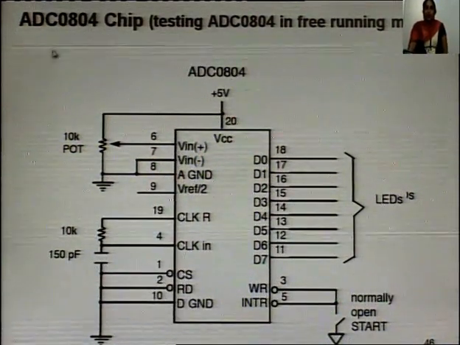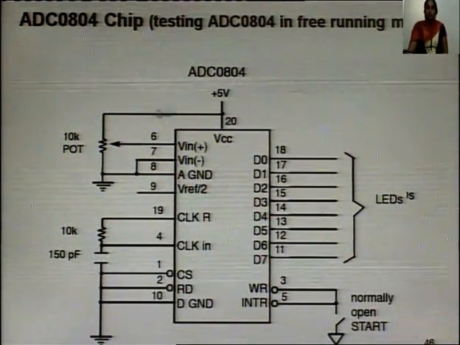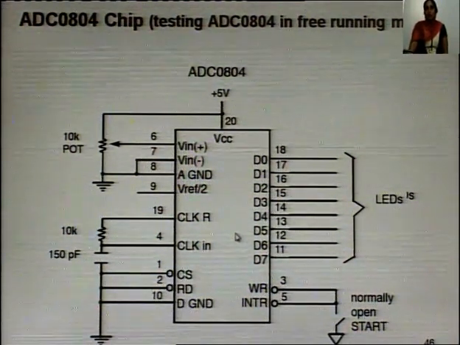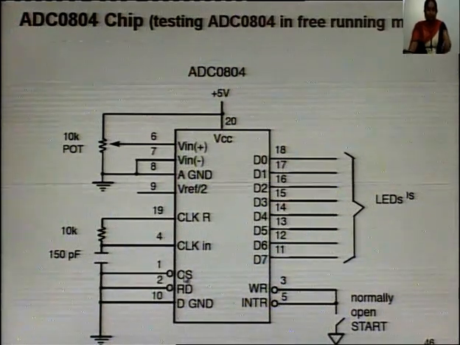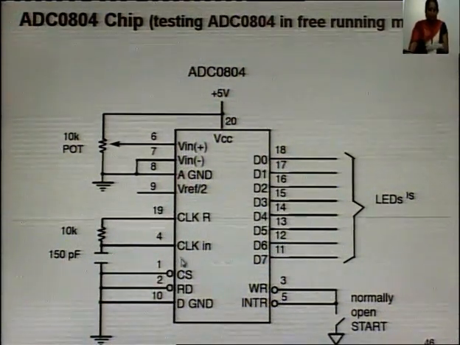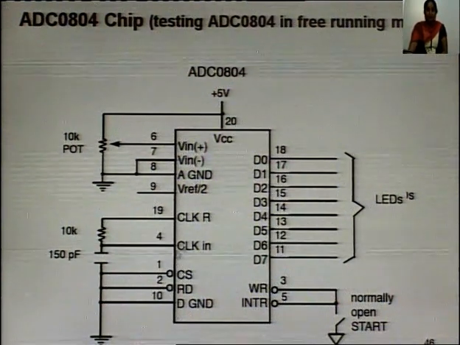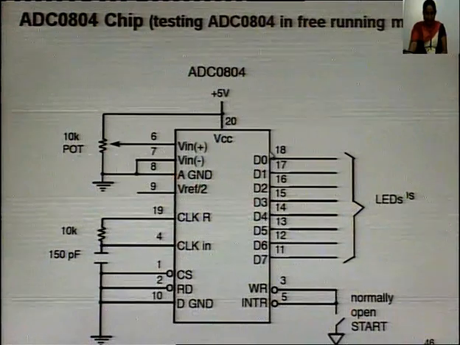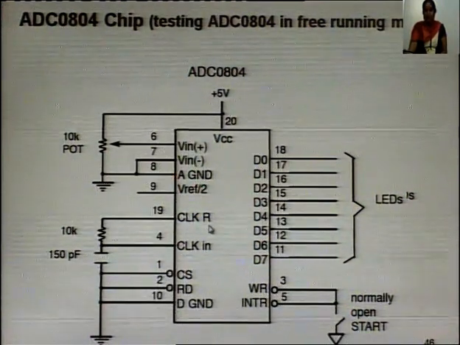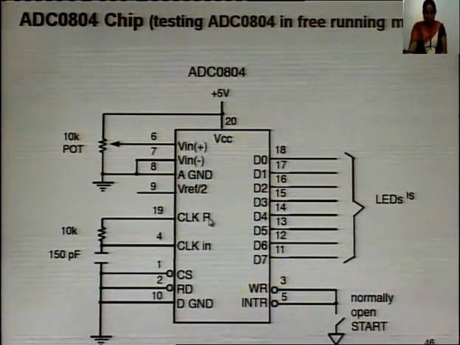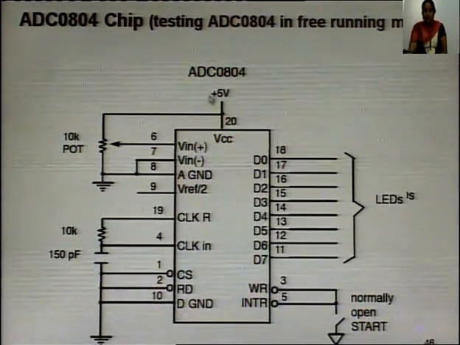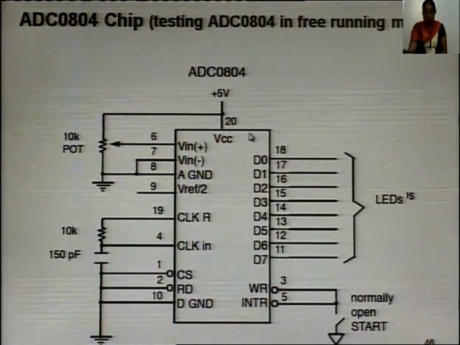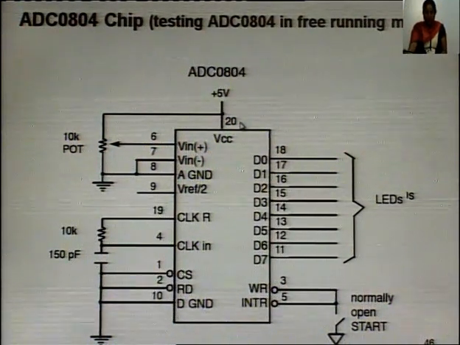Here this is the ADC0804 chip. Here we will discuss the various pins of this ADC. First of all, it is an 8-bit parallel ADC. It works with positive 5 volts. This VCC pin is used for positive 5 volt. It has 8-bit resolution.